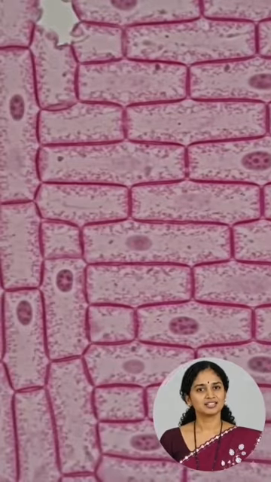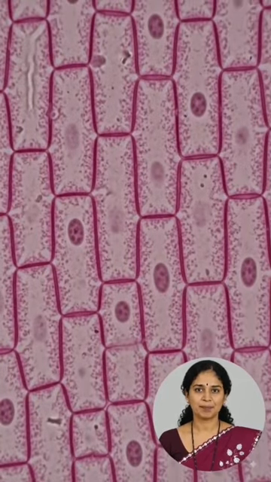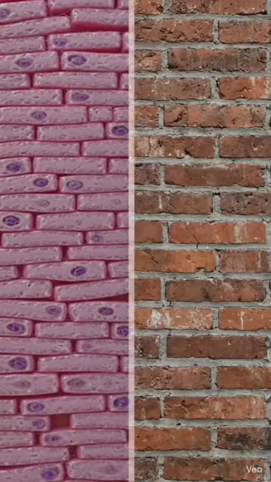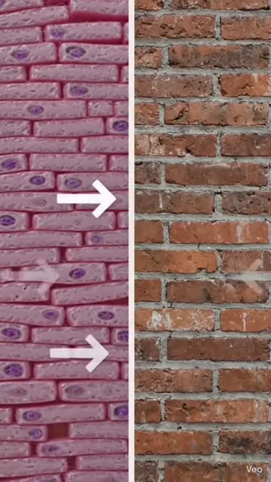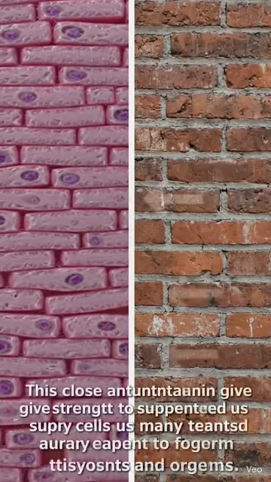Observe the onion peel under the compound microscope. The cells are long, rectangular, and closely packed, giving them the appearance of bricks in a wall. Notice how the onion cells are arranged closely together, just like the bricks in a wall. This close arrangement gives strength and support.